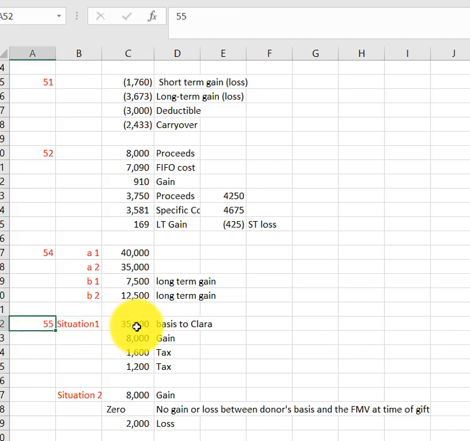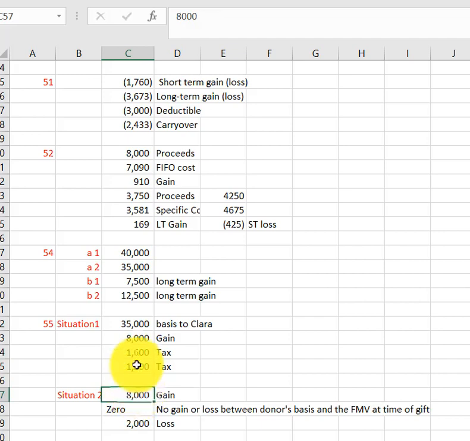55, we have two situations with Clara. She has $35,000 property at the date of gift. In the first gift, she gets the basis from her aunt, sorry. And so her gain would be what she sold it for, the $43,000, minus the 35. If she were in the 37% tax bracket, she would pay the maximum capital gains rate of 20%. If she was in the 24, she would pay the next one down, 15%.